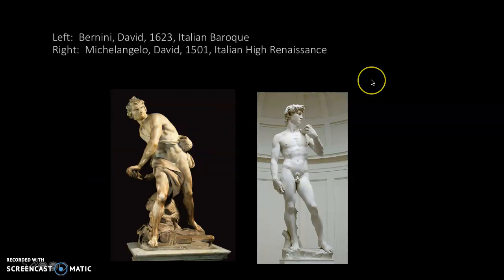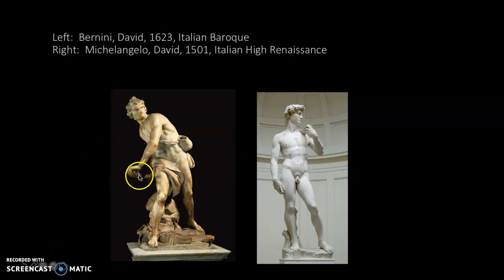If you remember back to our class a few weeks ago, we talked about how Michelangelo is choosing this moment pre-battle. David is collecting himself. See the stone for his slingshot in his right hand. Bernini has chosen to heighten the drama and emotion, and he depicts to us this scene mid-battle.